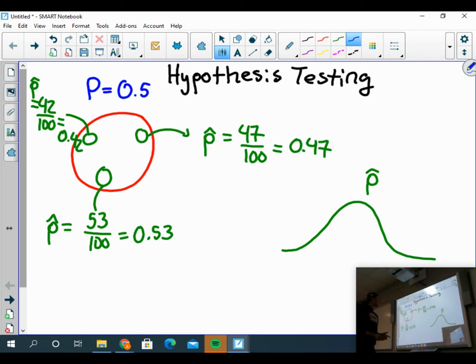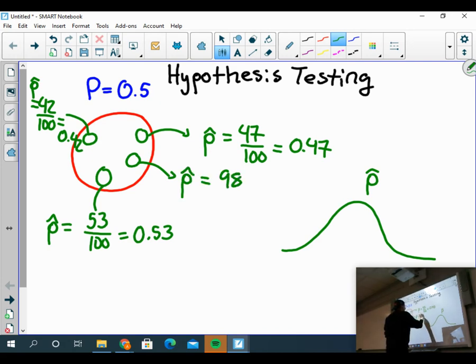Now, what does hypothesis testing have to do with this? Well, the idea is, what happens if we play the game a 4th time and I get 98 heads?